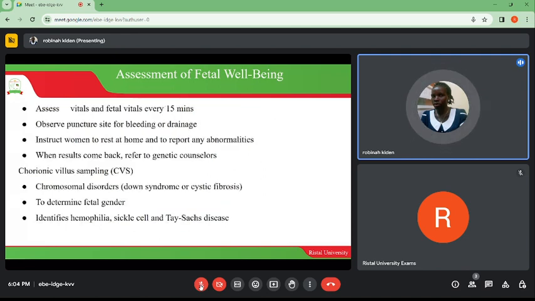Then assess vitals and fetal vitals every 15 minutes. Observe the puncture site for bleeding or drainage. Instruct women to rest at home and to report any abnormalities. When results come back, refer to genetic counselors so that the women are counseled in case of any abnormality and how it can be handled.